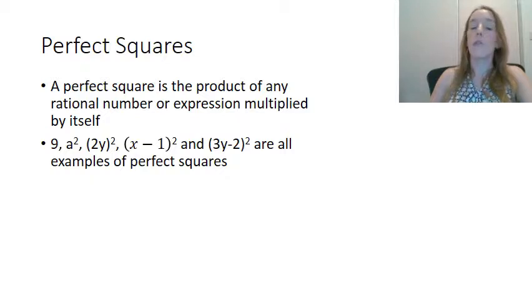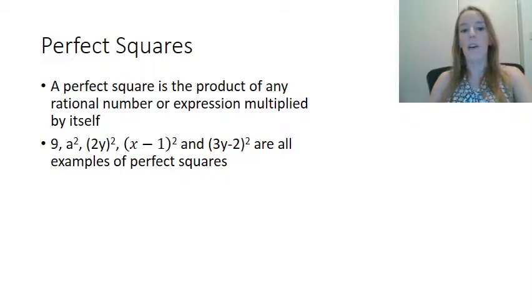So a squared is a perfect square because it's a number multiplied by itself. We could also say 2y squared is a perfect square because it is an expression multiplied by itself. A term multiplied by itself. We've also got (x take 1) all squared. Again, that's an expression and it's been multiplied by itself, so it's a perfect square. Or (3y take 2), another expression, and if we square that whole thing, that's another perfect square. So those are all different examples of perfect squares. That's by no means an exhaustive list, it's just some examples for you to get an idea.